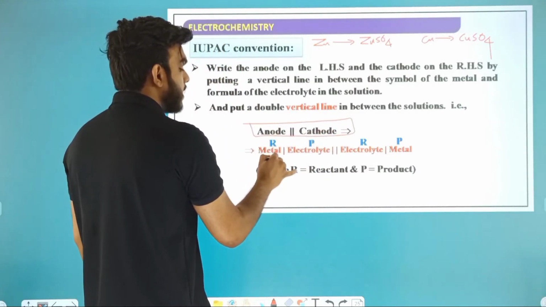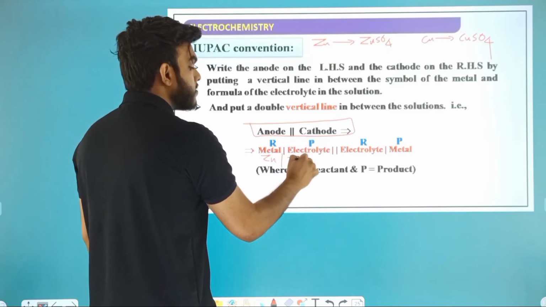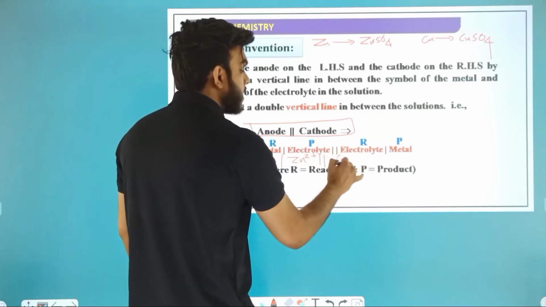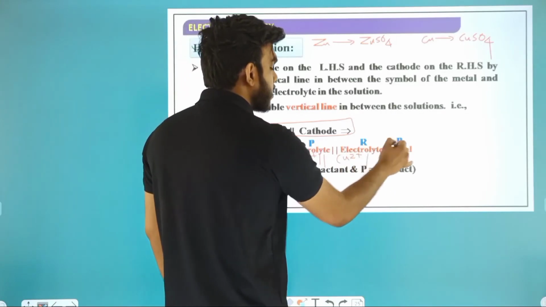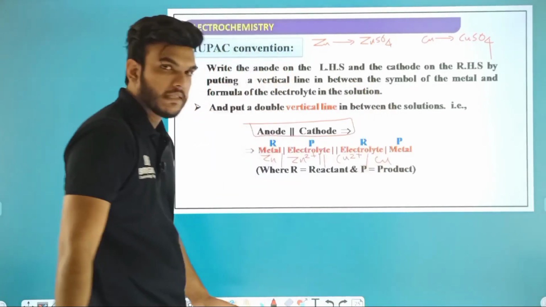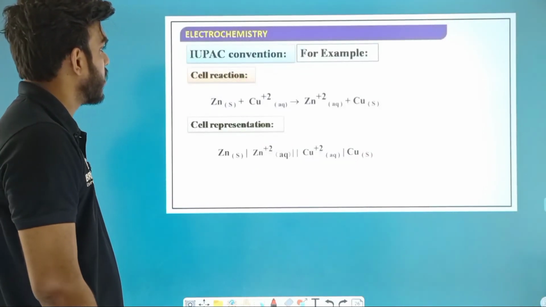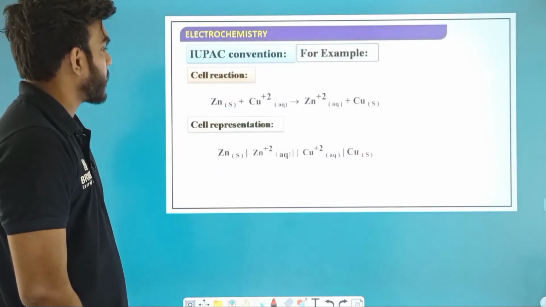Anode, that is Zn | Zn2+ (electrolyte), then the double bar. Here the electrolyte is Cu2+ | and the metal is Cu. That's the thing only. It's a very simple concept of the cell representation. So we can do the cell representation of this one.